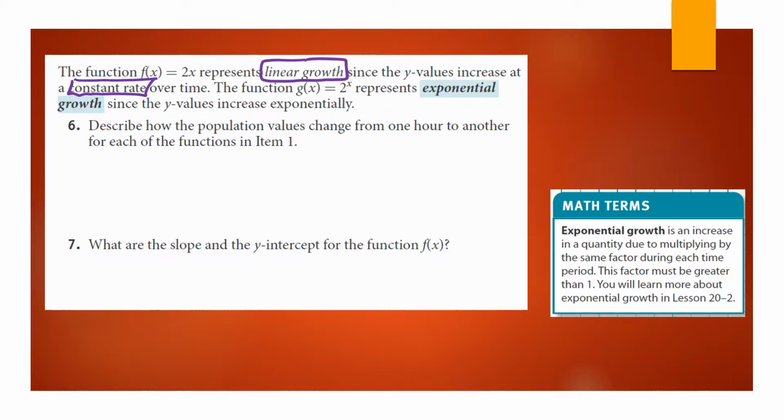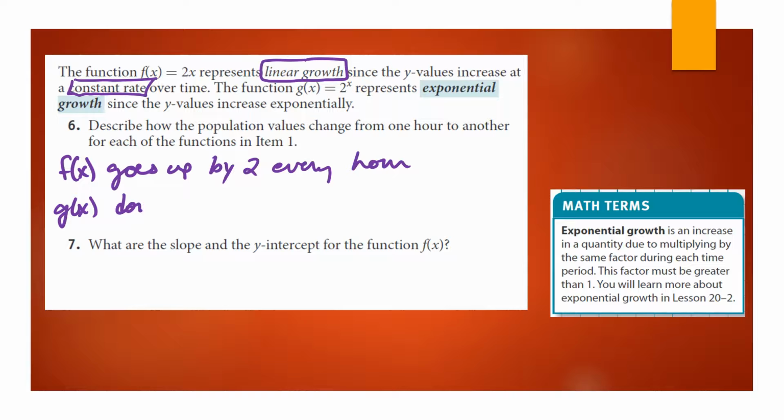Describe how the population values change from one hour to another for each function. F of x goes up by 2 every hour, right? It's just 2 times whatever number. So it's 1, then it's 2, then it's 4, then it's 6, and then it's 8. Okay, goes up by 2 every hour because you just 2 times the number of hours. G of x doubles every hour. So whatever you had before, you're going to multiply it by 2, so it's going to multiply by a bigger and bigger number every time.